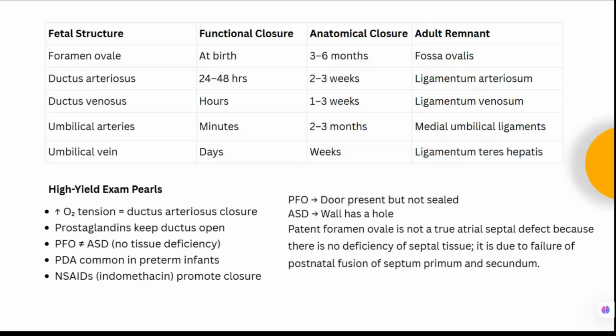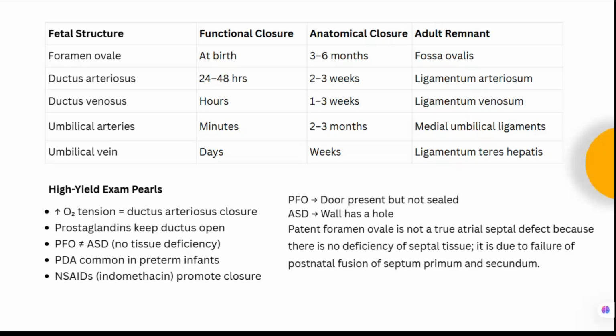Patent foramen ovale is, there is a door but it is not sealed. Okay, so patent foramen is nothing but the door is present but it is not sealed, while in atrial septal defect the wall has got a hole. Okay, in atrial septal defect there is a defect in the development of the septum and the wall has got a hole, while in patent foramen there is a door but it is not sealed.